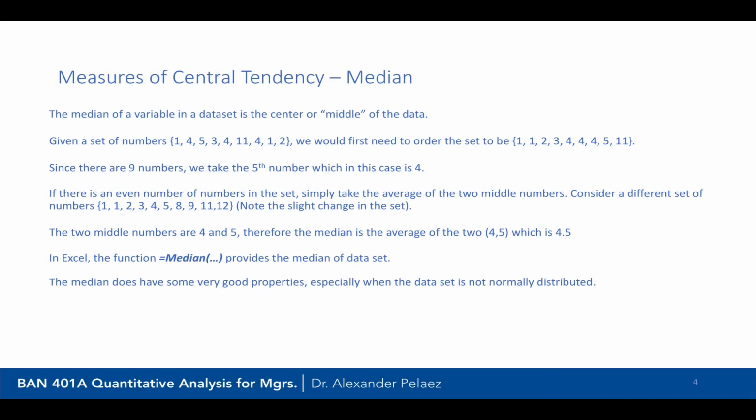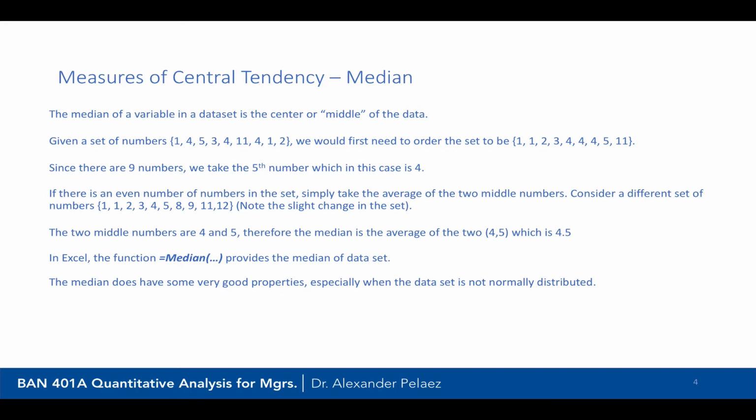Now, another measure of central tendency is the median, and the median basically corresponds to the middle of the data. So if you think median, middle, it'll be a little alliteration there for you. Given a set of numbers here in this one set, the first thing we'll need to do is order the set. That should be fairly simple. Since we have 9 numbers, we're going to take the fifth number, which in this case is the number 4. So you'll see you have 1, 1, 2, 3, then a 4, then 4, 4, 5, 11 in that set. So 4 would be our median.